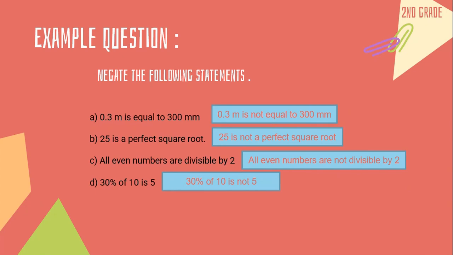So basically, for the negation, we put the word not into the statement to produce a different meaning, to produce an opposite meaning. So by putting not in the sentence, we will negate the statement.